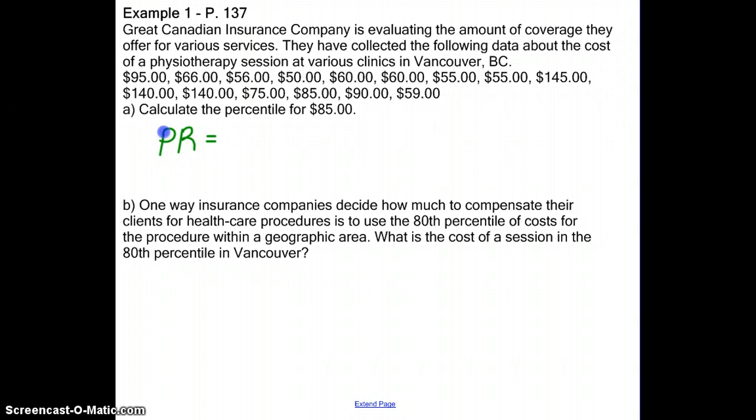We need to first calculate the number of values below that 85 mark. So count how many are below. And we also need to find out the total. So we need to find B and we need to find N. So you should have counted and got that 9 are below the value of 85 and we have a total of 15. So divide those two values and you get about 0.6.